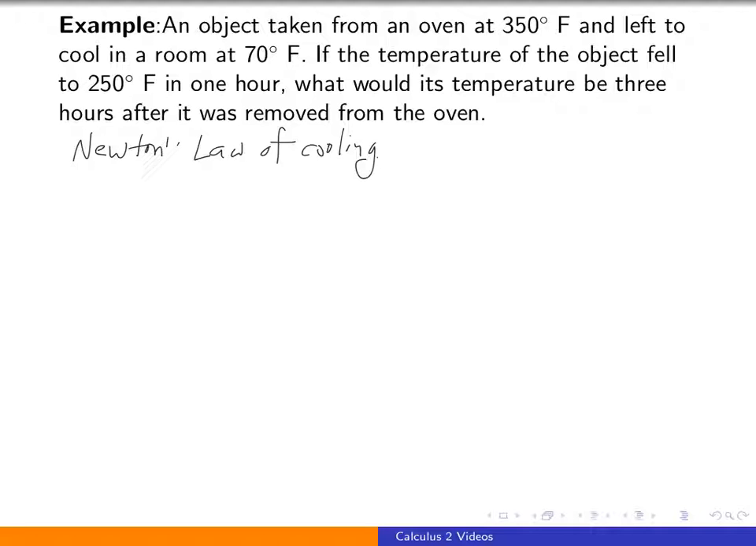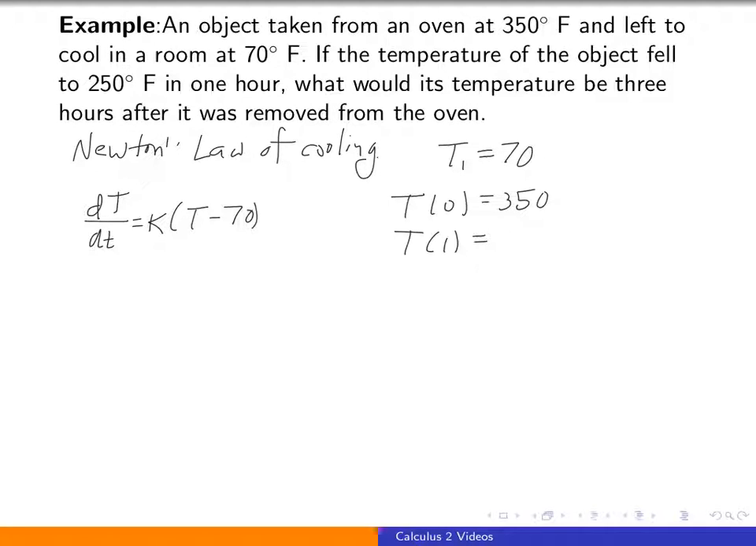We know that an object is taken from an oven at 350 degrees, so T of 0 equals 350 degrees, and it's left to cool in a room at 70 degrees. That 70 degrees represents the temperature of the surrounding medium. So we have dT/dt equals k times T minus 70. If the temperature of the object fell to 250 degrees in 1 hour, so T of 1 equals 250, what will its temperature be 3 hours after it was removed from the oven?